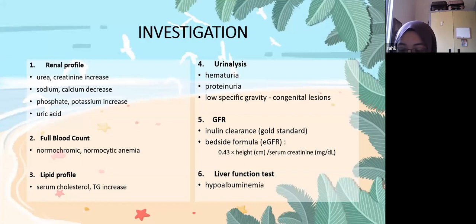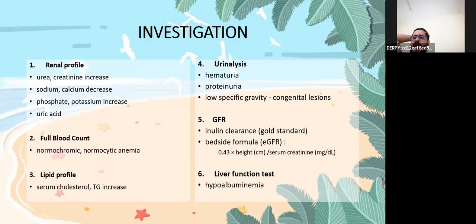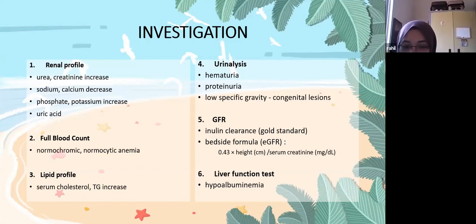For glomerular filtration rate, the gold standard is actually inulin clearance, but it is a very difficult procedure to do in children, so we use the bedside formula. In this one, we change to the one that Dr. told us, 40. Lastly, we can do a liver function test, and there will be hypoalbuminemia. A patient with proteinuria will have hypoalbuminemia.